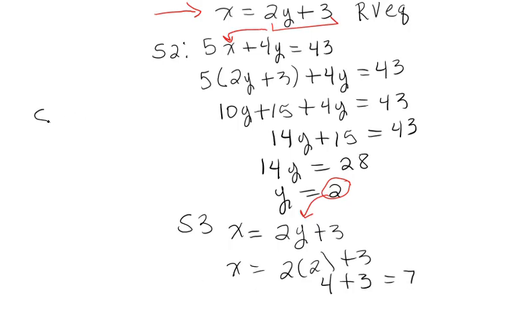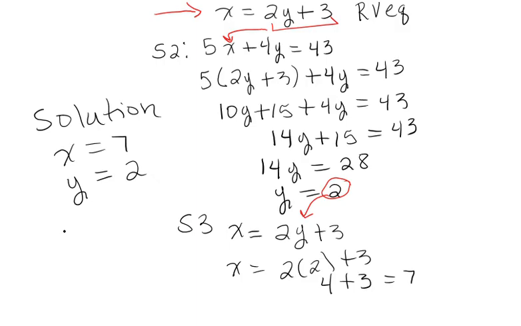So that gives us the solution: x is 7, y is 2. And to be clear, this is an ordered pair. So if I write it as an ordered pair, x is 7, y is 2.